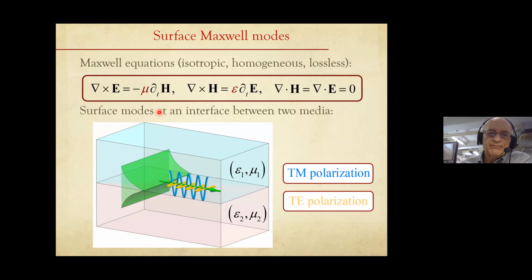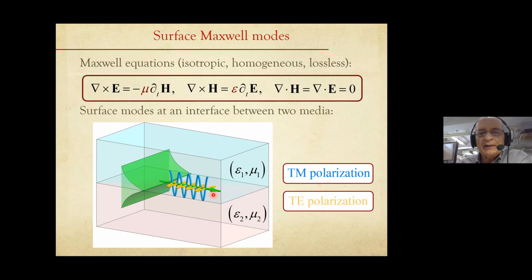So you have the permeability and the permittivity here, and the usual relations of the surface mode at the interface between two media, epsilon 1, mu 1, epsilon 2, mu 2. It has this TM polarization in blue, and the TE polarization, transverse electric, in yellow. So these are the two polarizations here.